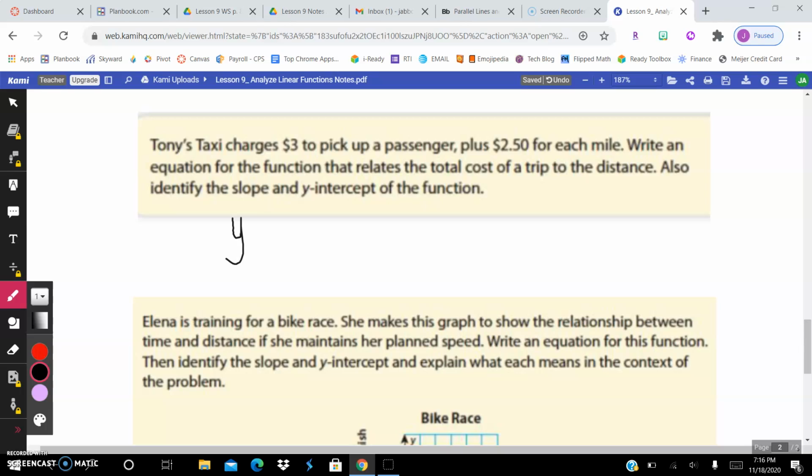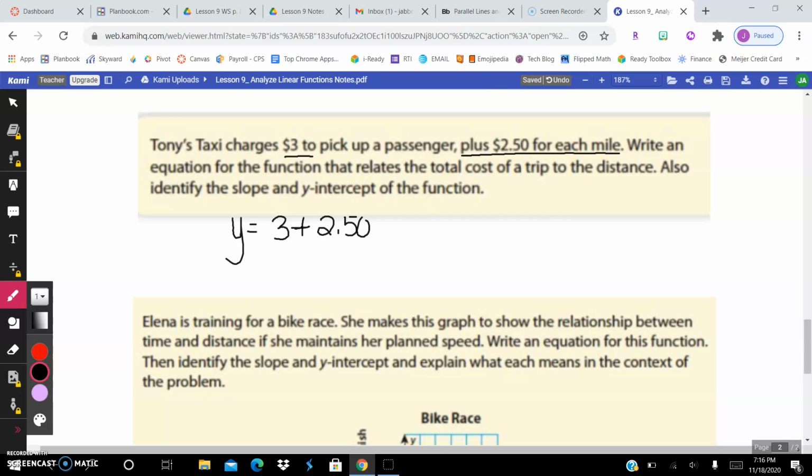So we want to write y equals, and let's go through and see what it charges. $3 to pick up a passenger, so you have to pay that $3. Then it says plus $2.50 for each mile. So plus $2.50 for each mile.